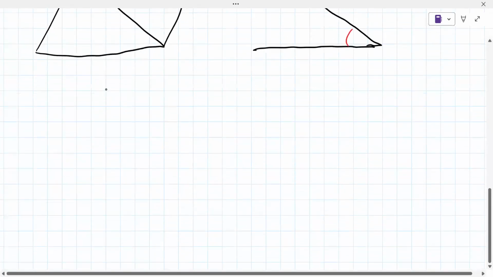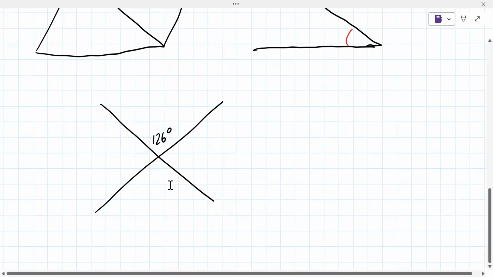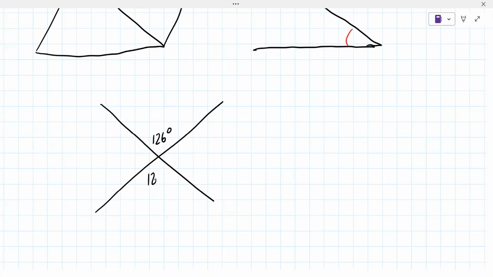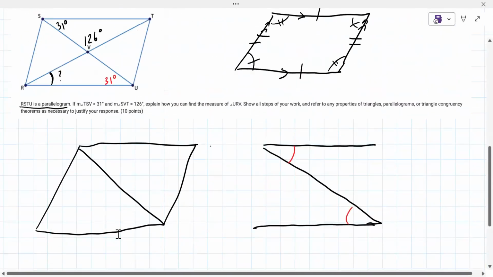One other thing here is if you look at the two diagonals, if this is 126 degrees, what is the angle right down here? 126, because it's a vertical angle. So far you've said alternate interior angles, vertical angles.